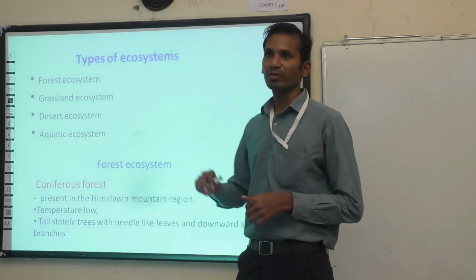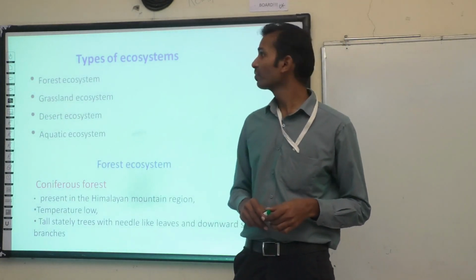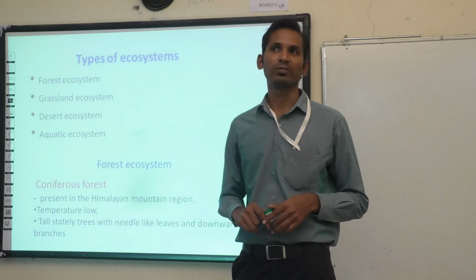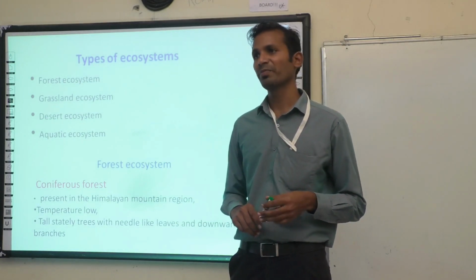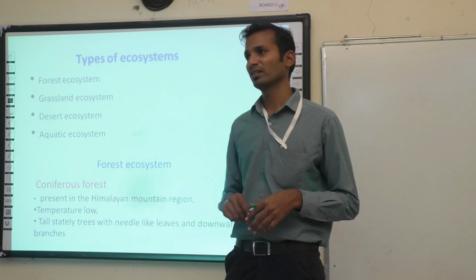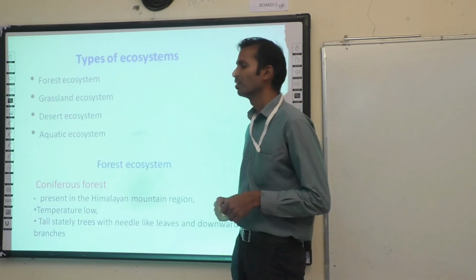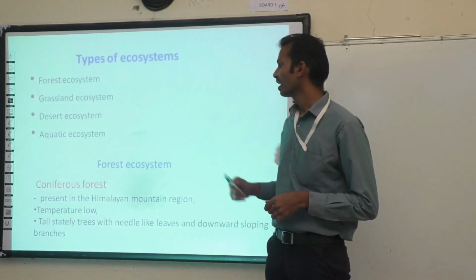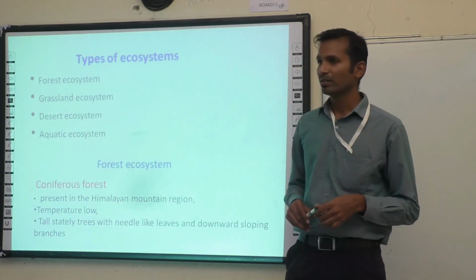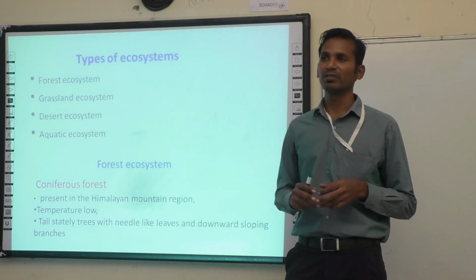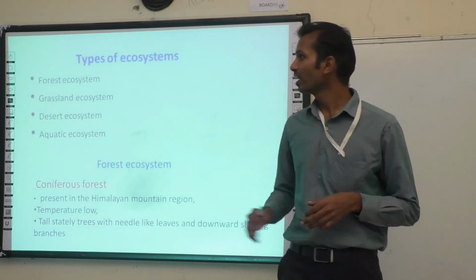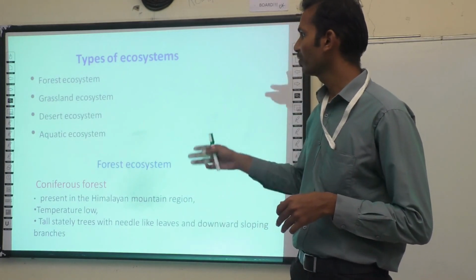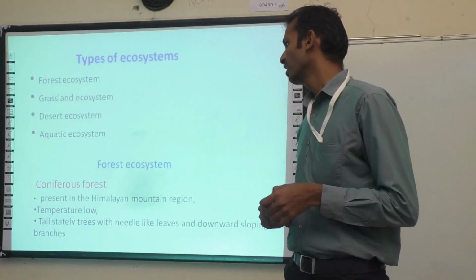So we have seen some of the major components in the ecosystem. Now we are going to see the types of ecosystem. Ecosystems can be classified into different types: forest ecosystem, grassland, desert, aquatic ecosystem. Based on the land, based on the area, or based on the types of plants present, it can be classified into forest, grassland, desert, and aquatic.